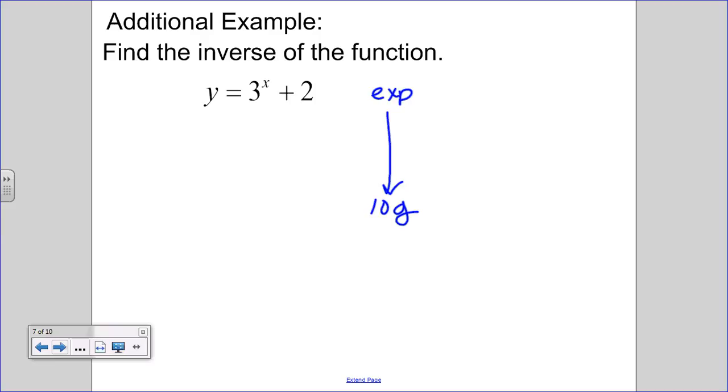Okay, so remember, the first thing I want to do is switch x and y. So x is equal to 3 to the y plus 2. Now, when I change form, the only way to change form is if your exponential function is by itself. At this point, I can't change form because I have this plus 2 out here.